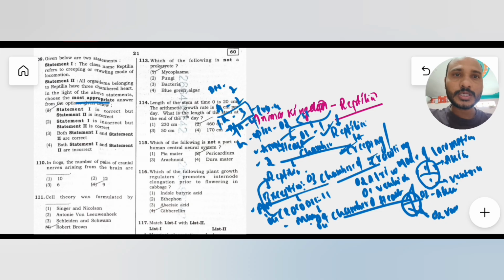So we need to choose the most appropriate answer from the options given. Statement 1 is right, so choose the option where statement 1 is correct but statement 2 is incorrect. Why? Because not all, only most of the reptiles have three chambers. Statement 2 is incorrect because it asks about all. If it said most organisms belonging to reptiles have a three-chambered heart, then statement 2 would also be right. But due to the word all, the complete statement becomes wrong.